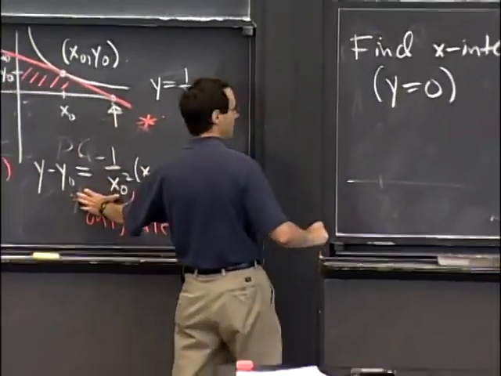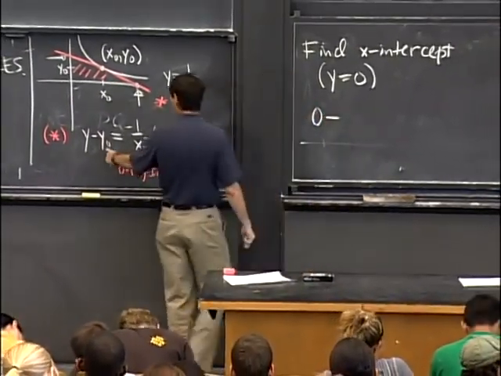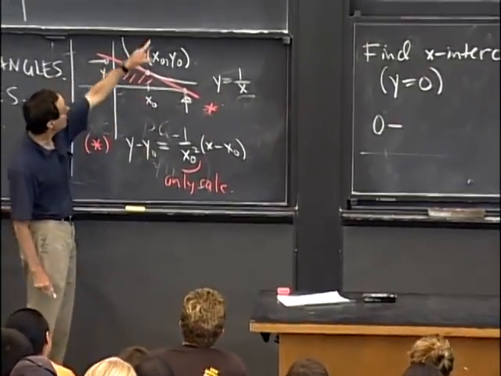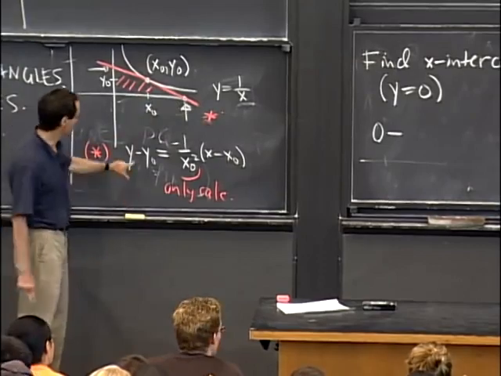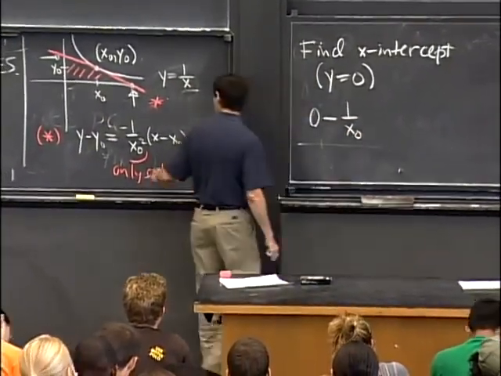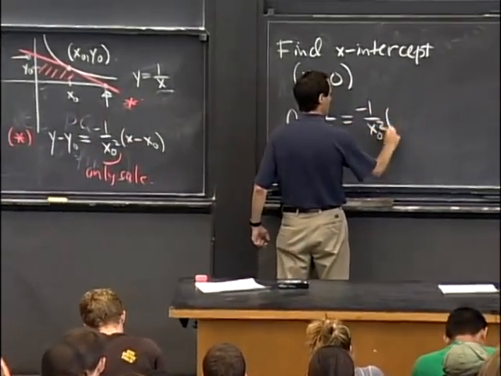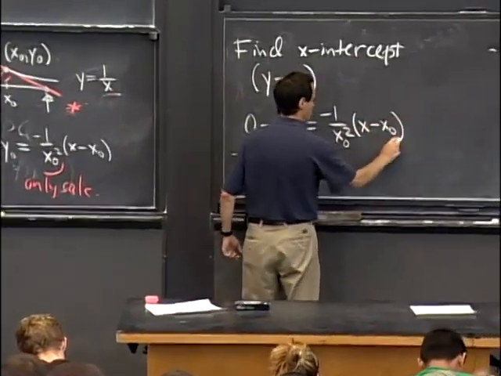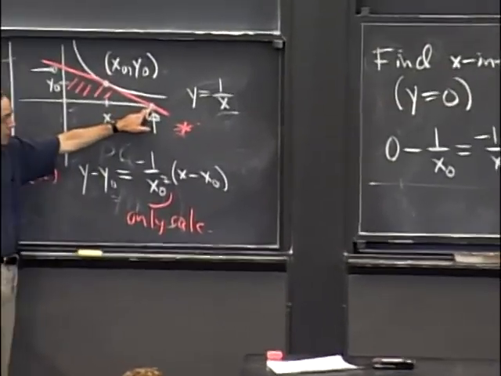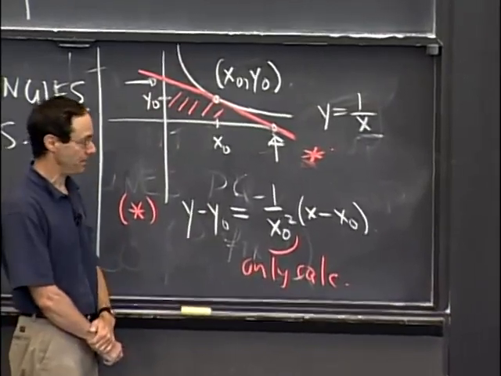So let's do that into star. So we get 0 minus, one other thing we need to know. We know that y0 is f of x0, and f of x is 1 over x. So this thing is 1 over x0. Right? And that's equal to minus 1 over x0 squared, and here's x, and here's x0. All right? So in order to find this x value, I have to plug in one equation into the other.